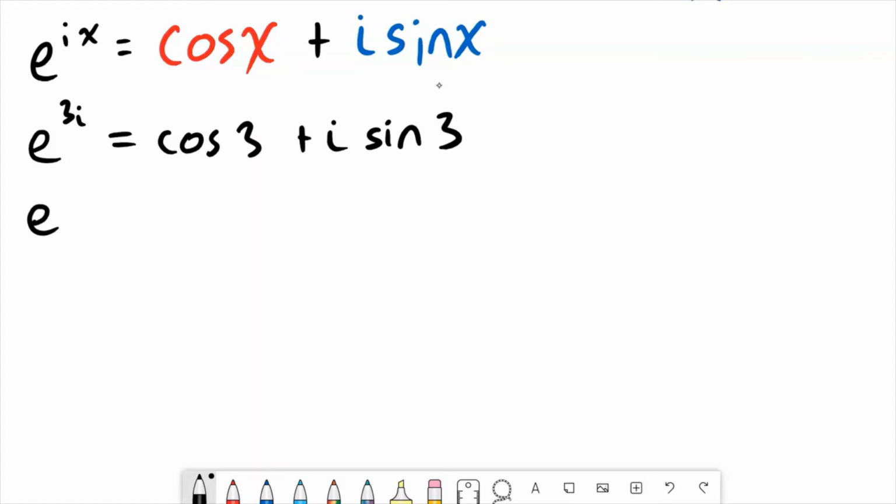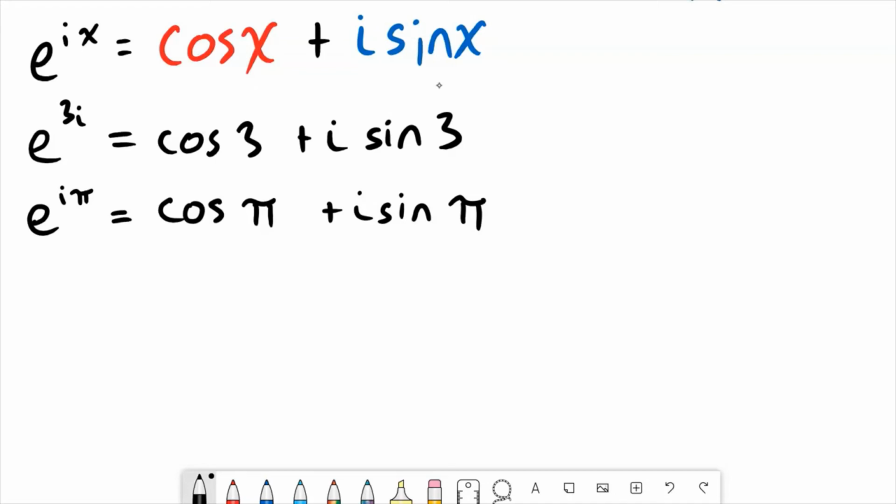If I plug in this value, it's actually really interesting. e to the i pi. e to the i pi is equal to cosine of pi plus i sine of pi. And maybe you see where I'm trying to get at here. We can evaluate these now. These are exact values that we know from the unit circle.